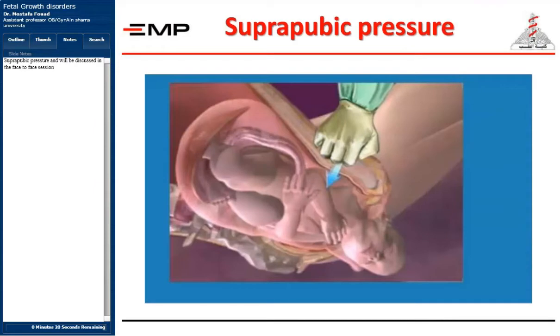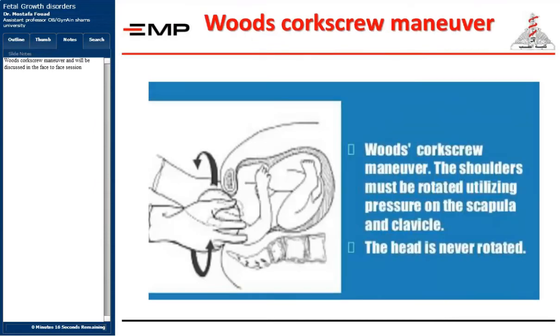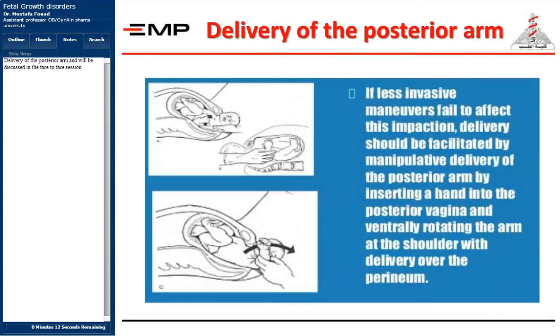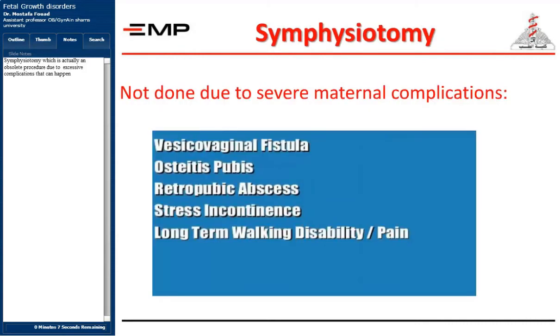Suprapubic pressure, and will be discussed in the face-to-face session. Wood's corkscrew maneuver, and will be discussed in the face-to-face session. Delivery of the posterior arm, and will be discussed in the face-to-face session. Symphysiotomy, which is actually an obsolete procedure due to excessive complications that can happen.